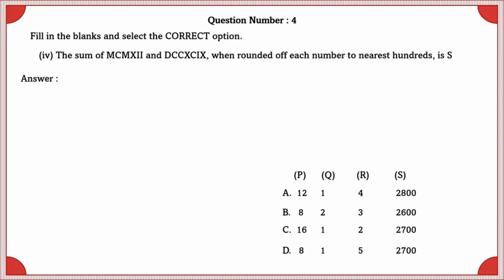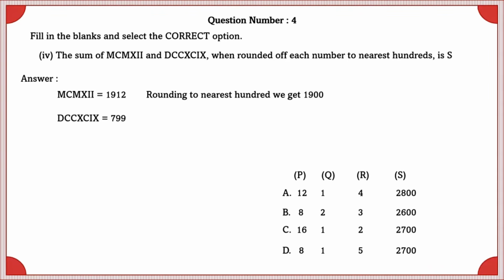Fourth one. The sum of MCMXII and DCCXCIX when rounded off each number to the nearest hundreds is S. MCMXII is equal to 1912 and rounding off to the nearest hundreds we get 1900. DCCXCIX is equal to 799 and rounding off to the nearest hundreds we get 800. Now S is equal to the sum of these two, that is 2700.